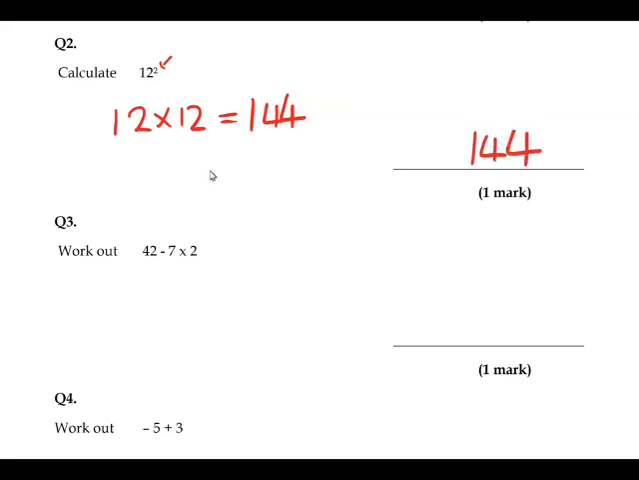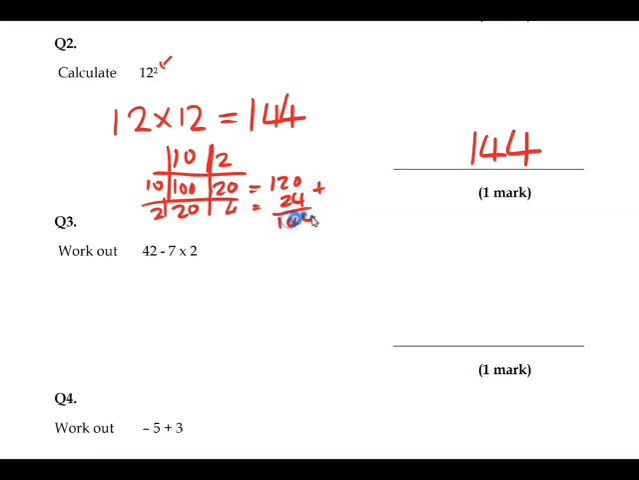Some people might not remember their 12 times table, in which case you can do your grid of 10 and 2 multiplied by 10 and 2. 10 tens are 100, 10 times 2 is 20, 2 tens are 20, and 2 twos are 4. Add them up together, and add these two together to get the same answer. So if you can remember your times table, it's 144. If you can't, then just do 12 times 12, which is what 12 squared means.